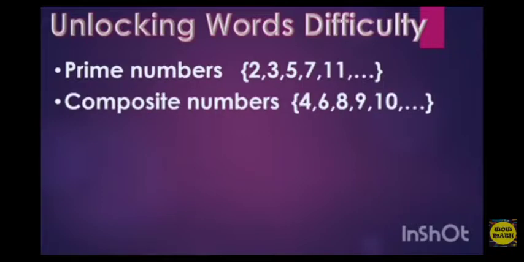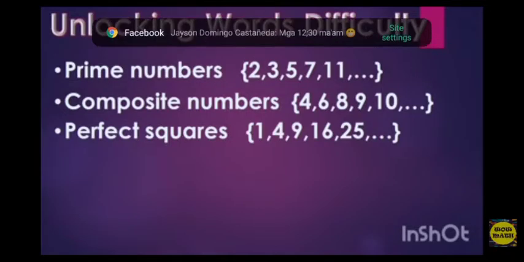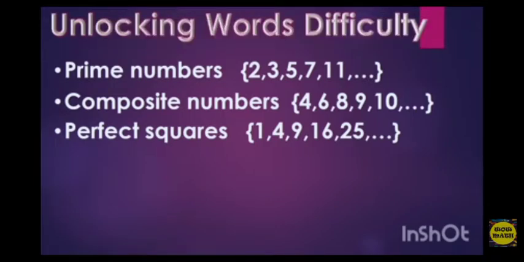Next one is composite numbers. When we say composite numbers, these are divisible by more than 3 numbers, or exactly 3, just like 4, that is divisible by 1, 2, and 4. And 6, that is divisible by 1, 2, 3, and 6. Next, we also have perfect squares. So we have 1, 4, 9, 16, 25, and so on. 1 times 1 is 1, 2 times 2 is 4, 3 times 3 is 9, 4 times 4 is 16, 5 times 5 is 25, and the like.